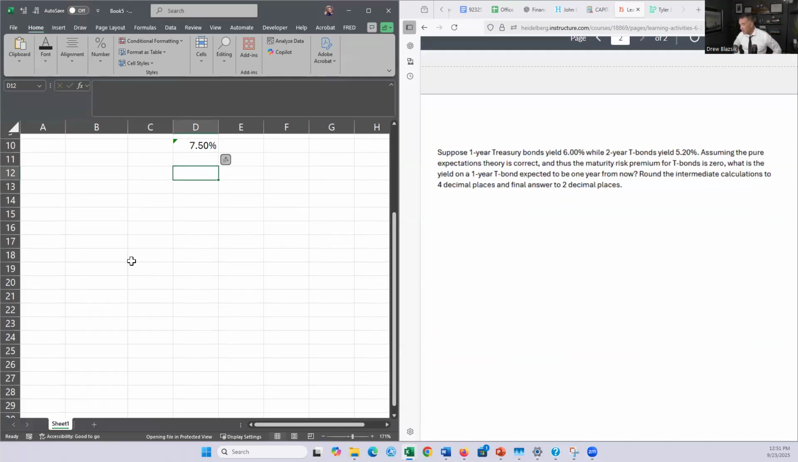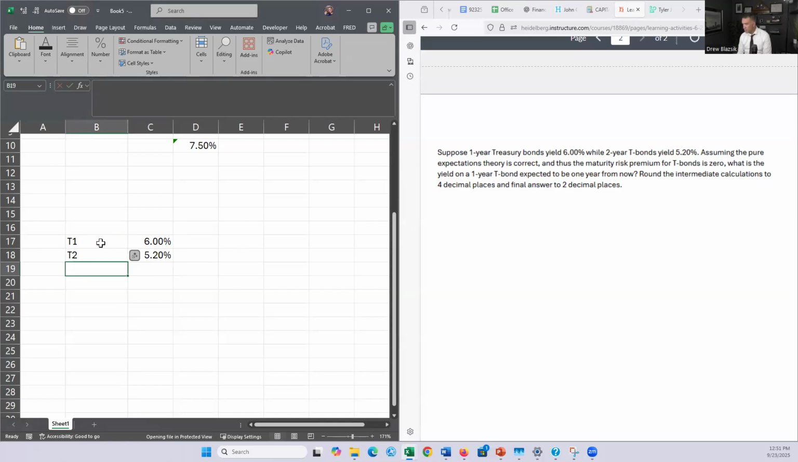So we look at, suppose a 1-year treasury. I would recommend, let's write this out. I'm going to put a 1-year treasury, and that has an interest rate of 6%, while a 2-year security is 5.2%. Oh, sorry, 2-year is 5.2.